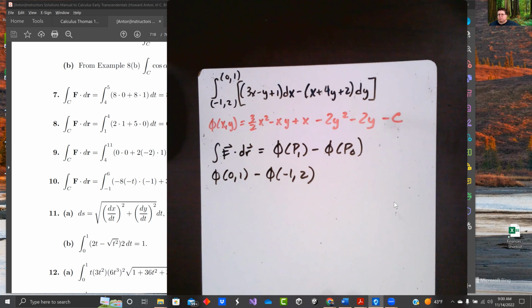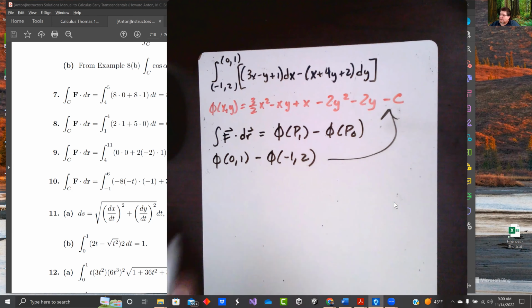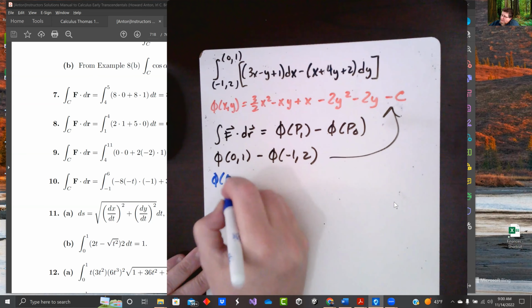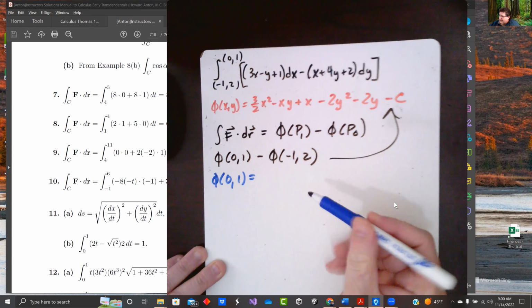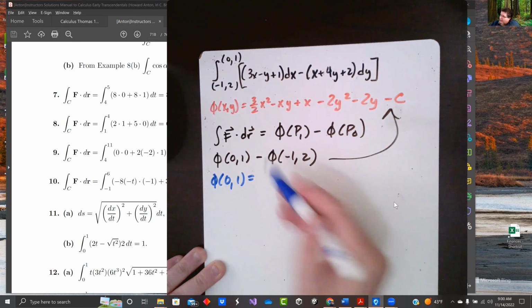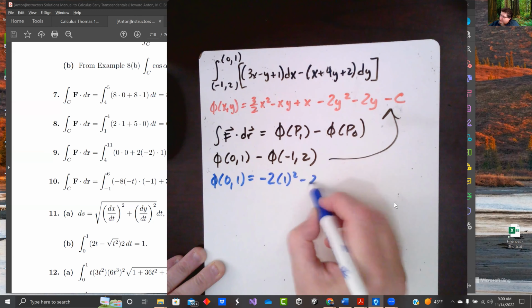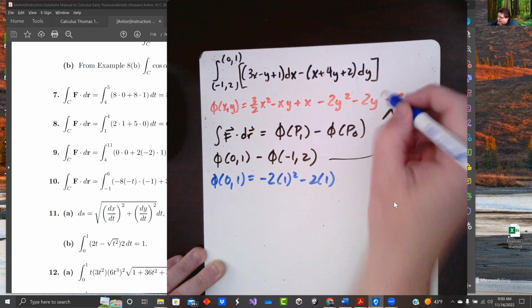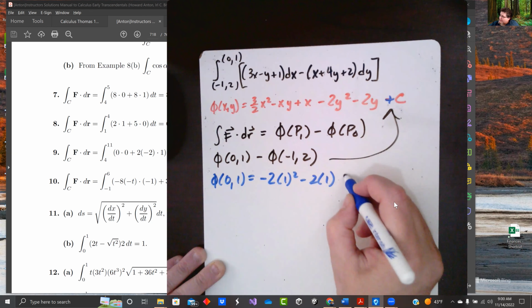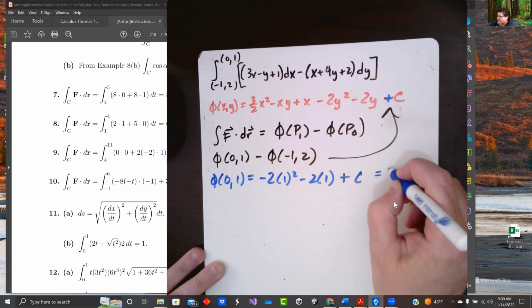And here at this point, you're just plugging and chugging. So if you've got to go to class, I would bounce. We're just plugging this into that one. So phi at 0, 1: anything that's got an x in it is a 0. So I've got negative 2 times 1 squared minus 2 times 1. I'll put plus c back, and I got plus c. So this is negative 4 plus c.